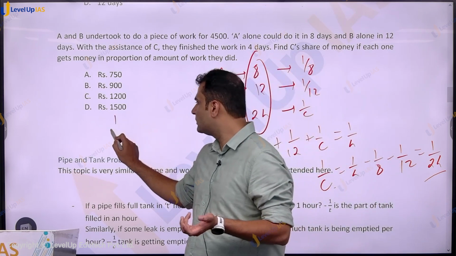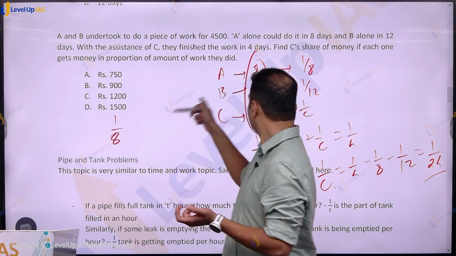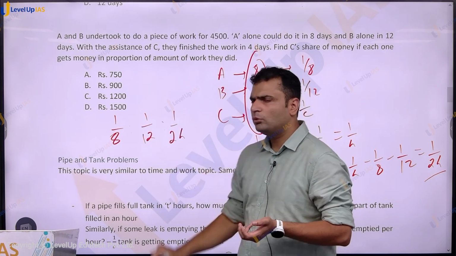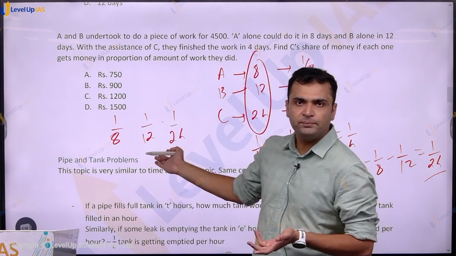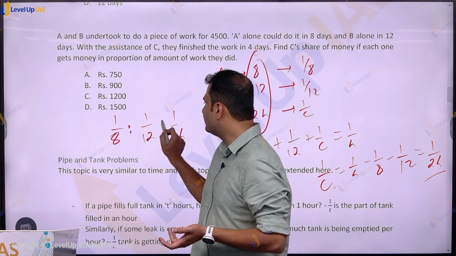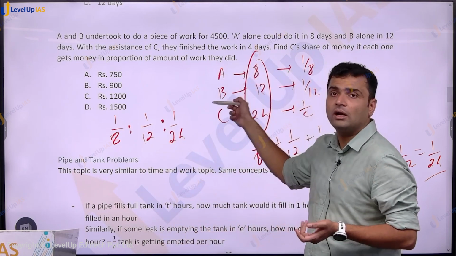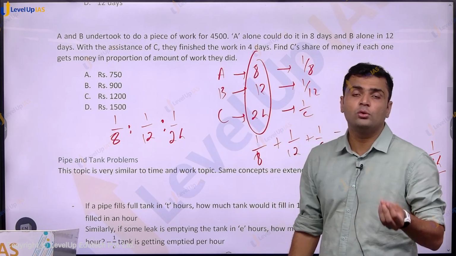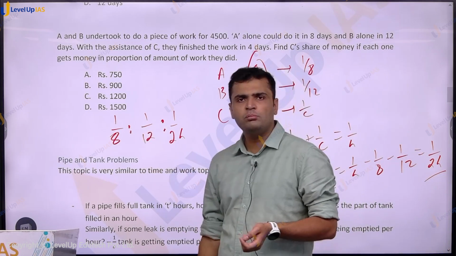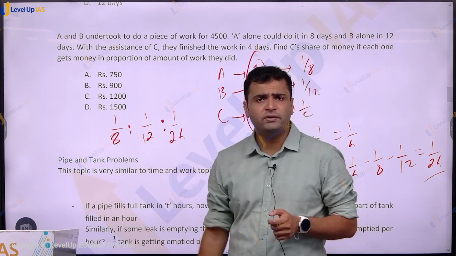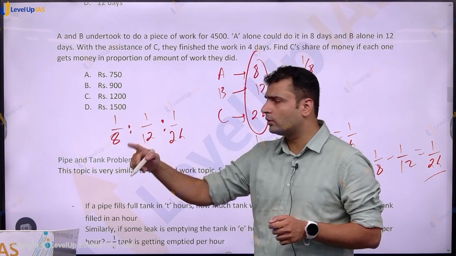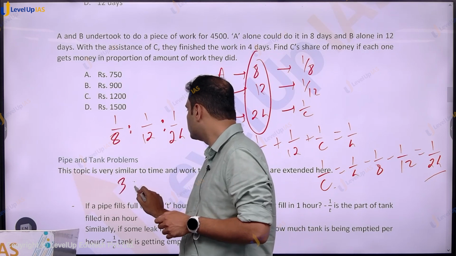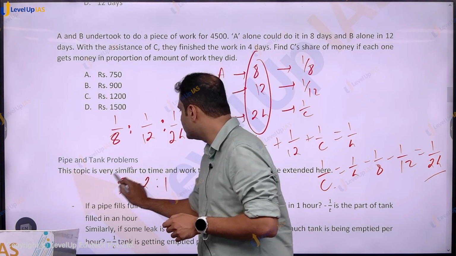So ratio of money sharing is 1 by 8 is to 1 by 12 is to 1 by 24, because that is how much work they do in one day. तो जितना काम करोगे उसके हिसाब से पैसा मिलेगा ना कि जितने दिन लगाओगे. जितने ज्यादा दिन लगा रहे हो उसका मतलब तो आप कम एफिशिएंट हो, so you are doing less work. So this is the ratio of money distribution. We don't want fractions, so we multiply everything by 24. What will we get? 3 is to 2 is to 1. This is the distribution of money.